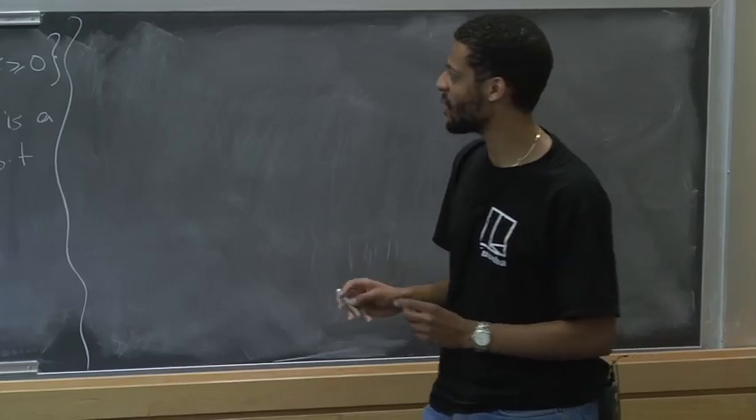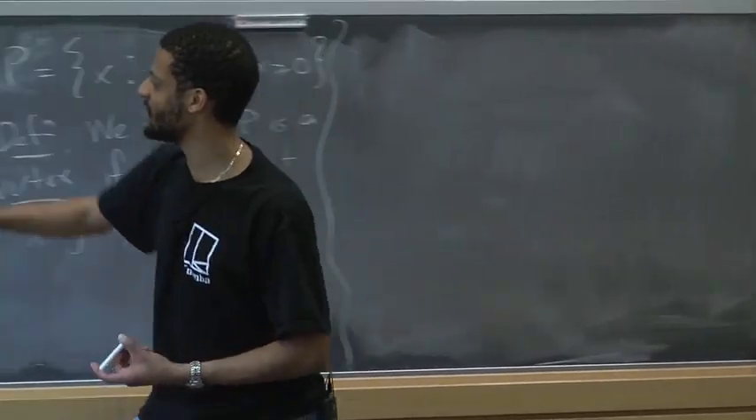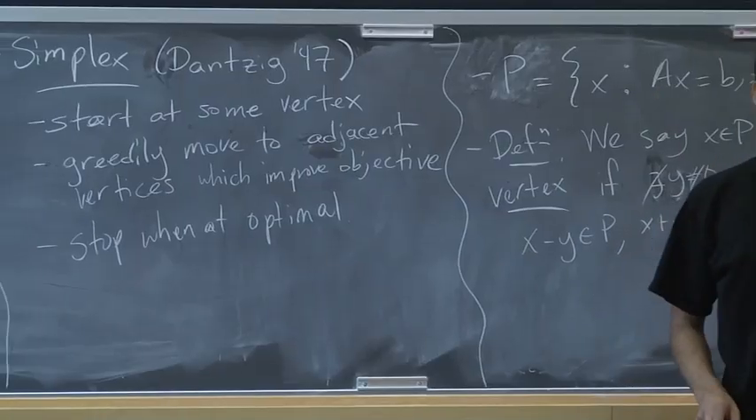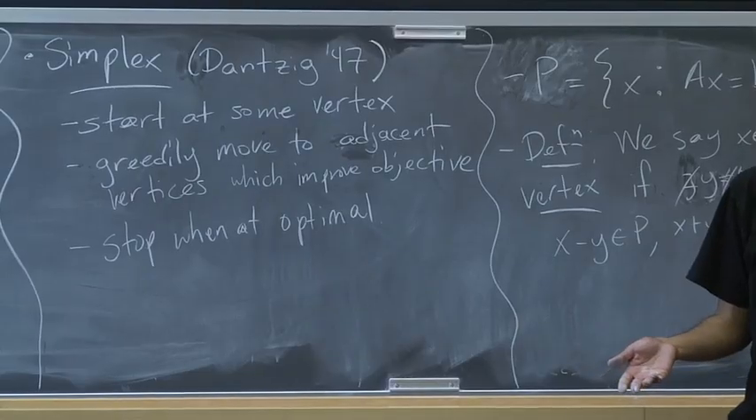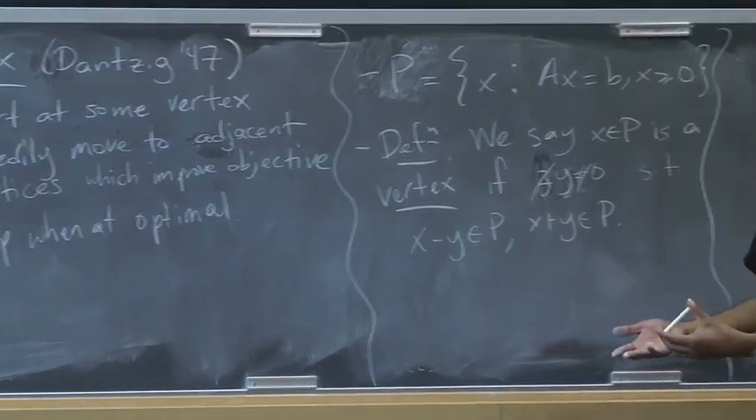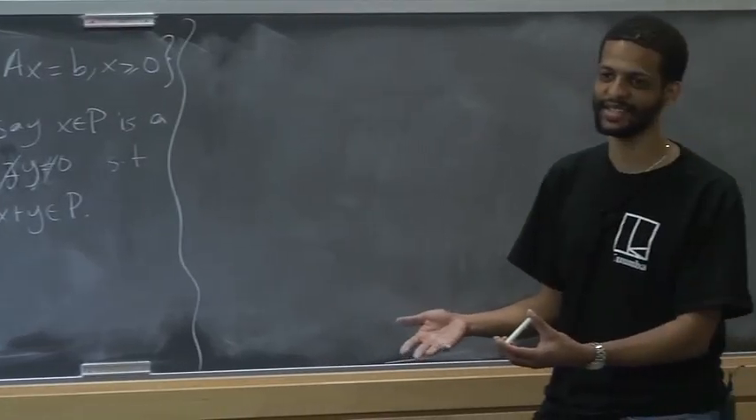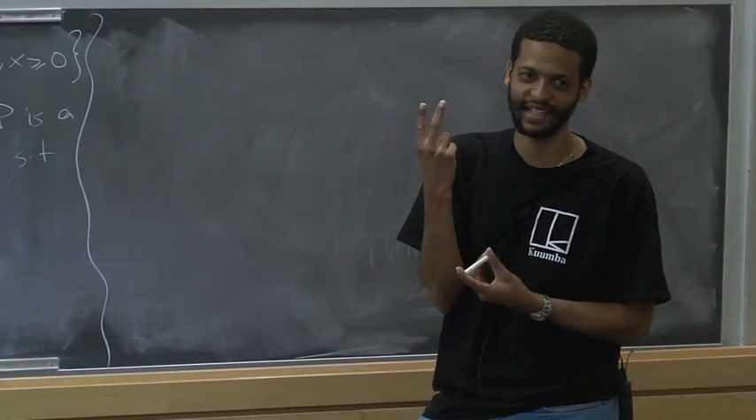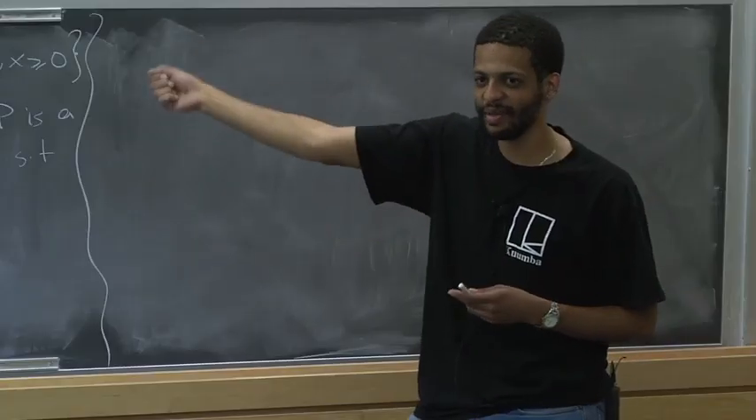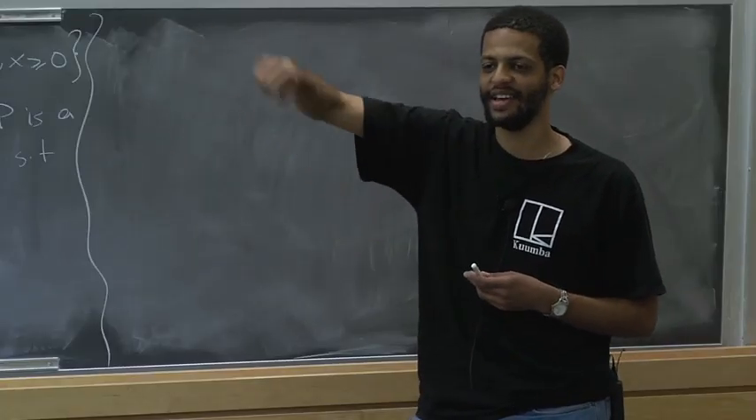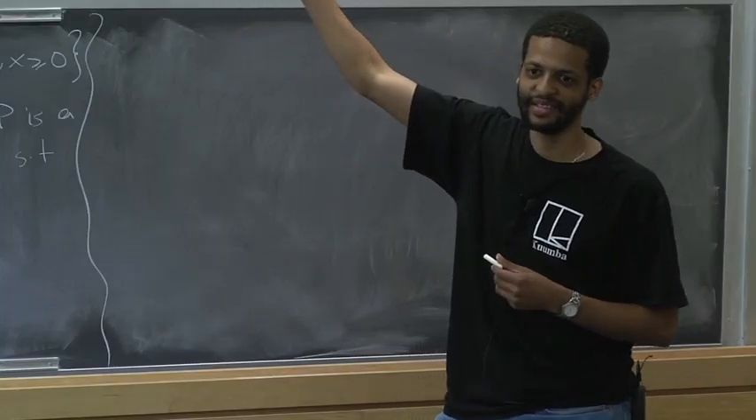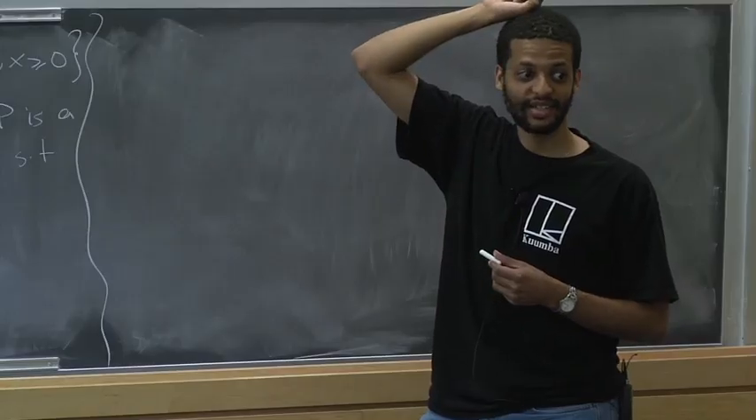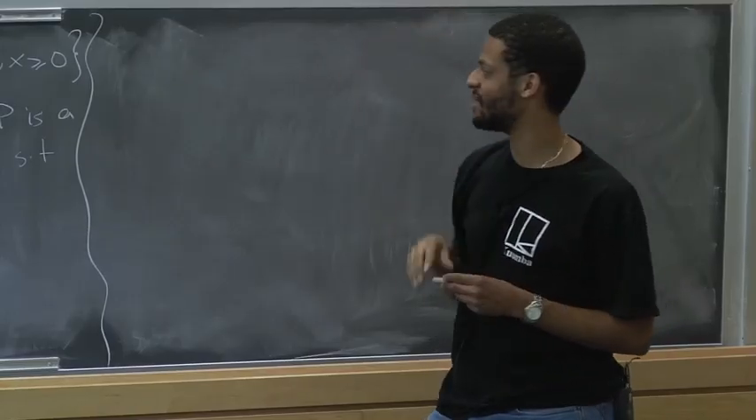Okay, so we're going to reduce finding a starting vertex to another LP. But that LP will have a very clear starting vertex. So we're going to run simplex twice, basically. We're going to run simplex on another LP to find a starting vertex, and then we're going to take that as our starting vertex for the original LP. Okay, so what's this new LP that I'm talking about?